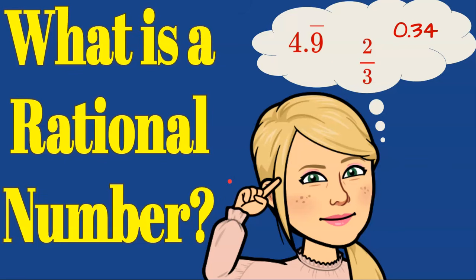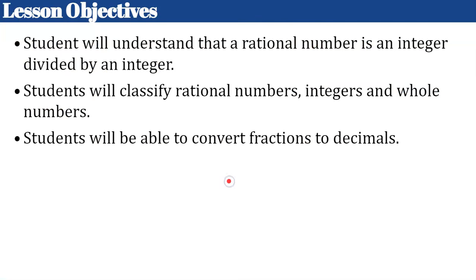Today, my lesson is what is a rational number? Our objectives today are that you will understand that a rational number is an integer divided by an integer. You will classify rational numbers, integers, and whole numbers, meaning you're going to put them into sets or categories. And you will be able to convert fractions to decimals, and vice versa. Actually, you're going to convert decimals to fractions as well.